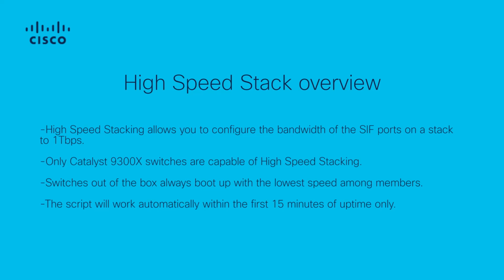When a stack boots up in the manufacturer default configuration, it always starts with the lowest speed among its members. If the stack is homogeneous with only Catalyst 9300X switches, a script on the active switch detects this and automatically configures the stack to high speed within the first 15 minutes of time, followed by a second reload.